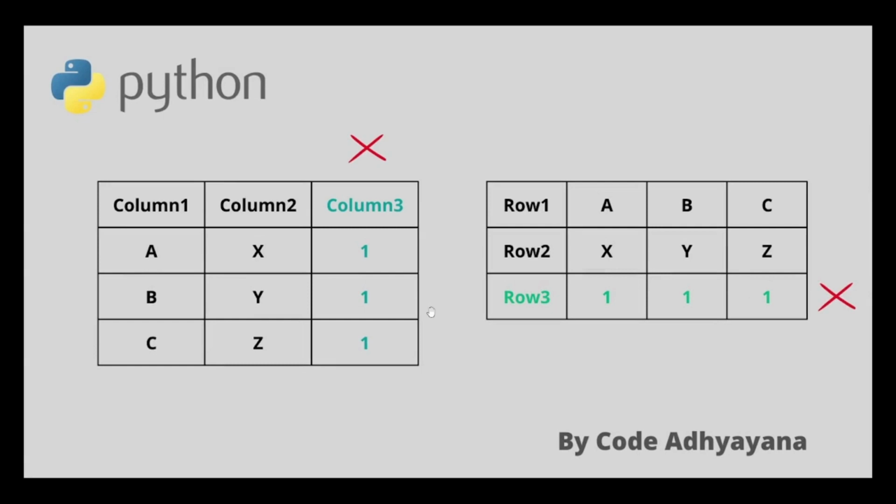Hi everyone, in this video we are going to learn two things. First, how to drop one column if the value in all the rows is the same, and in the second part we are going to learn how to remove one particular row if the value in all the columns is the same. So basically we'll drop a particular column or row if the value is the same.